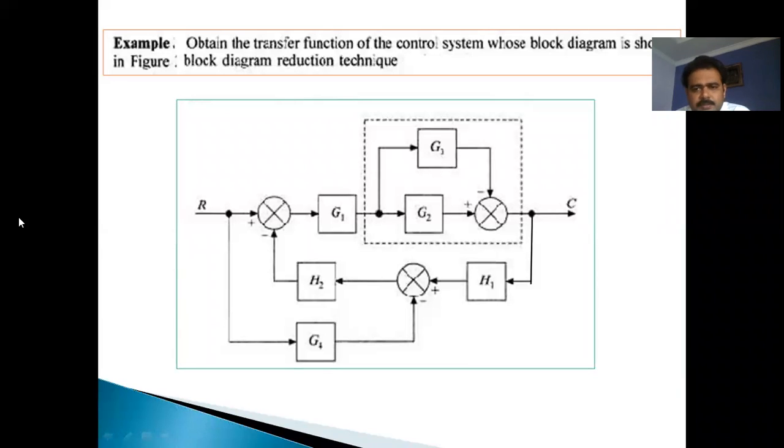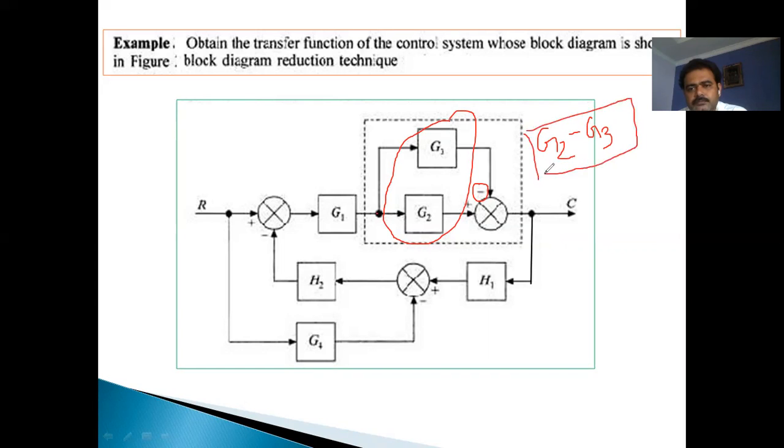The first step is to reduce this forward path. These two paths are parallel paths. If we observe, these two paths are parallel, with a takeoff point and a summing point with negative sign. So we can replace those two blocks with a single block whose transfer function, or gain, is G2 minus G3. Now this entire thing can be replaced with G2 minus G3.